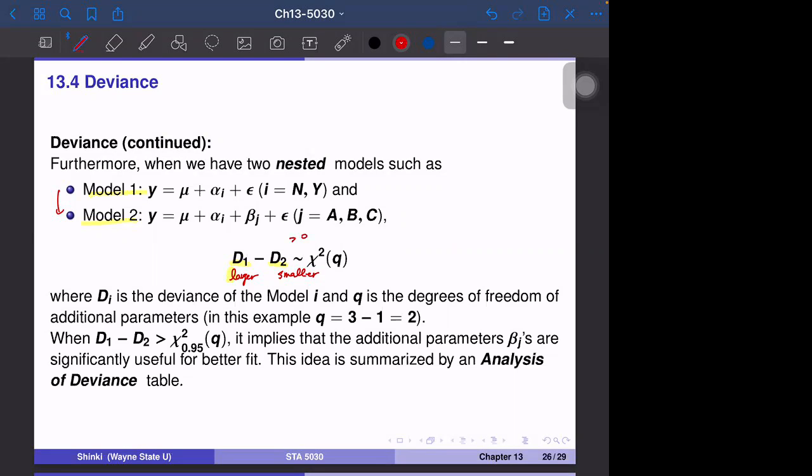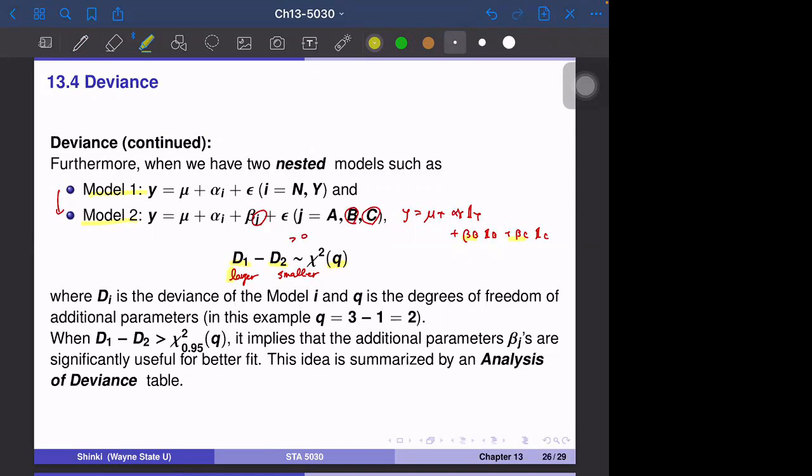Actually D1 minus D2 follows a chi-square distribution with degrees of freedom Q. Here Q is the difference in the number of degrees of freedom. In this case, for model 2, J can be B or C. To be exact, this model is Y equals mu plus alpha times the indicator function of A, plus beta B times the indicator function of B, and beta C times the indicator function of C. So we have two additional parameters here. So Q is equal to 2.